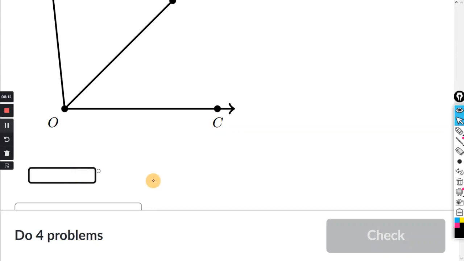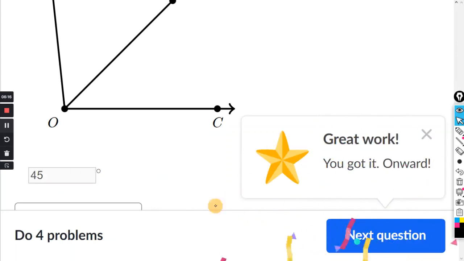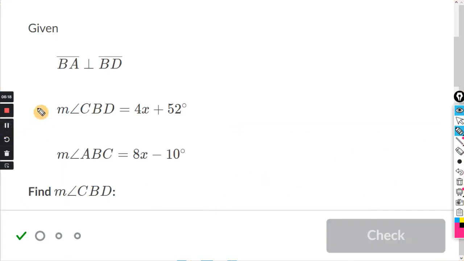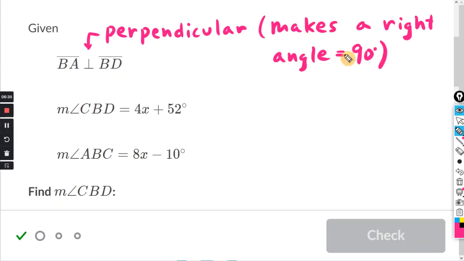So you just enter 45 inside the box. All right, it says given that BA is perpendicular to BD. So this upside down T symbol means perpendicular. And perpendicular means it makes a right angle, which is 90 degrees. So this means these two line segments are perpendicular. They make a right angle with each other.